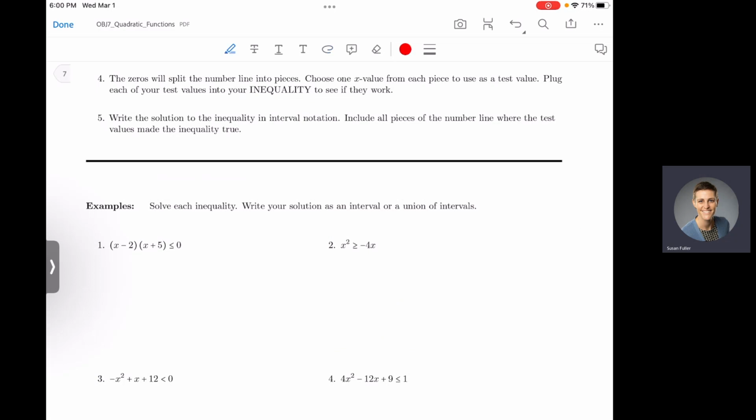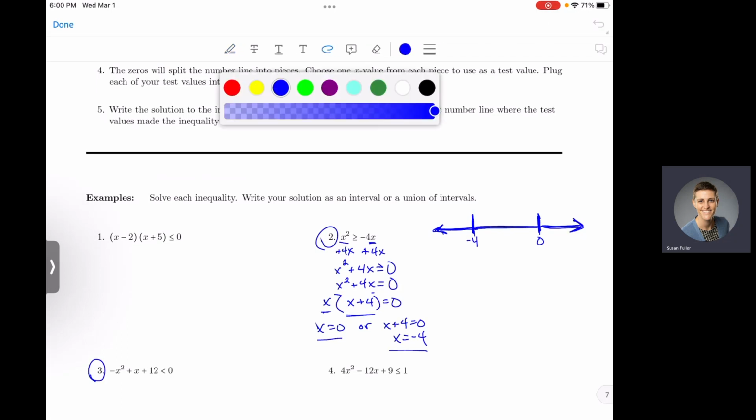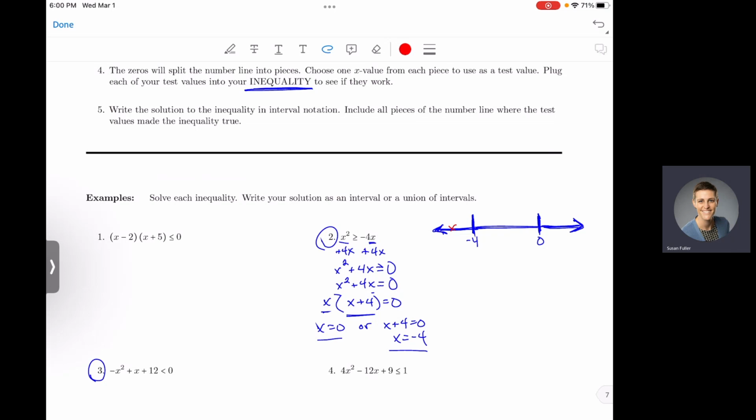We need to pick a test value in each piece. So I'm going to pick a value from there, a value from the middle, and a value over here on the right. You can pick any value you want to, and all of the values in the same piece will act the same. So my favorite number less than negative 4 is negative 6. My favorite number between negative 4 and 0 is negative 1. And today, my favorite number bigger than 0 is 2.